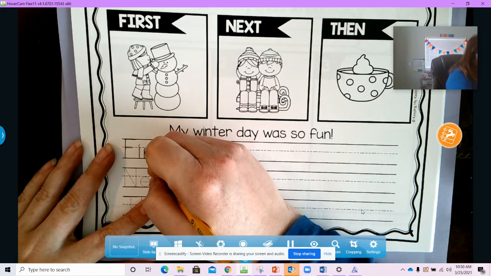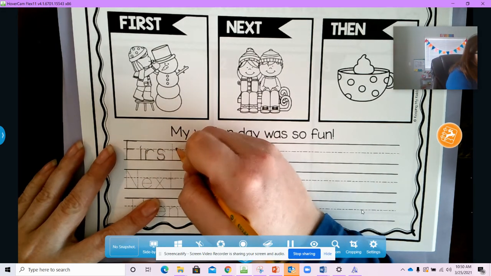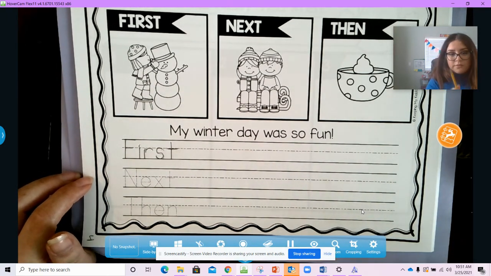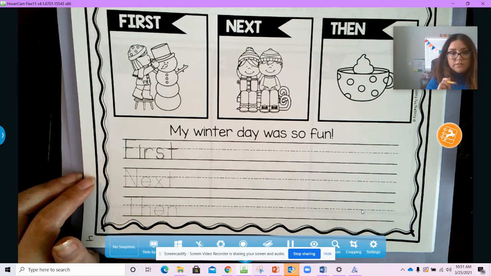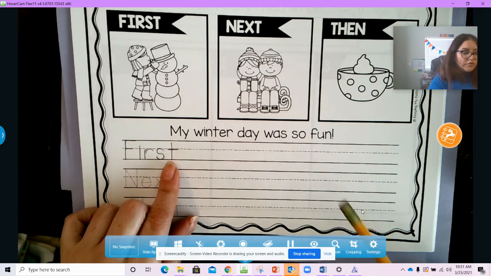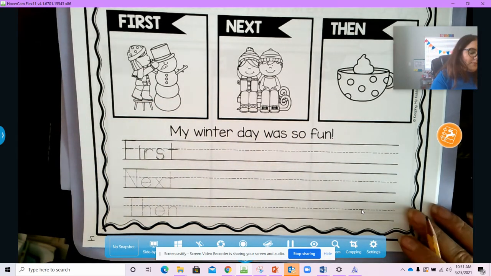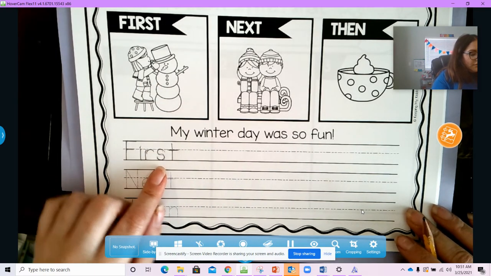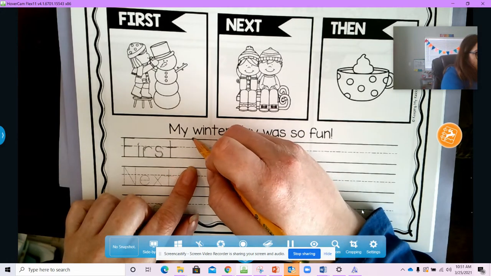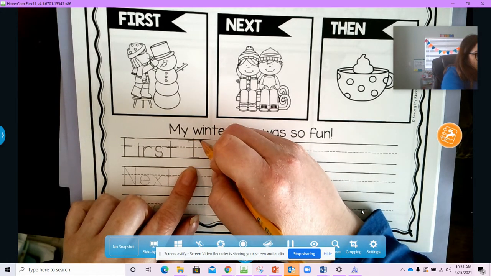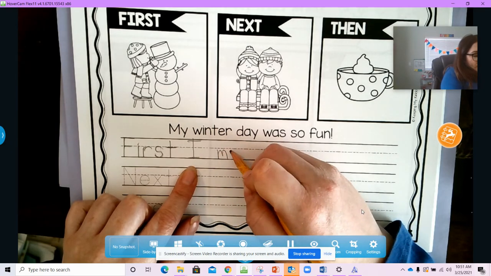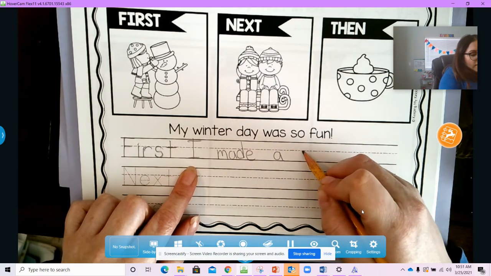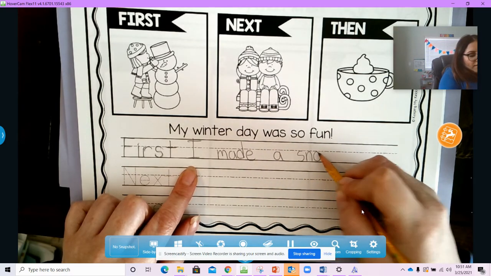If you really don't know what to write, then you can write the same story that I am writing. But if you feel comfortable enough, I want you to write your own story, okay? I need you to write your own story if you feel comfortable enough already. So first, to me, it looks like I built a snowman. First, I made a snowman.